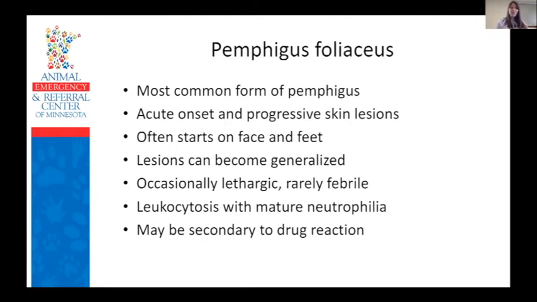So with foliaceus, which is the one that you're going to see the most of, and most people probably have had a case like I mentioned, usually it's acute onset. Most cases don't have a really slow progression. Usually you have a lot of lesions. The dogs usually feel kind of crummy, but not always, and they progress. They often start on the face and the feet. So it could be that they're showing lameness, and then all of a sudden you're getting facial lesions, and then generalized lesions. It doesn't have to be that way, but that's just the generalization.